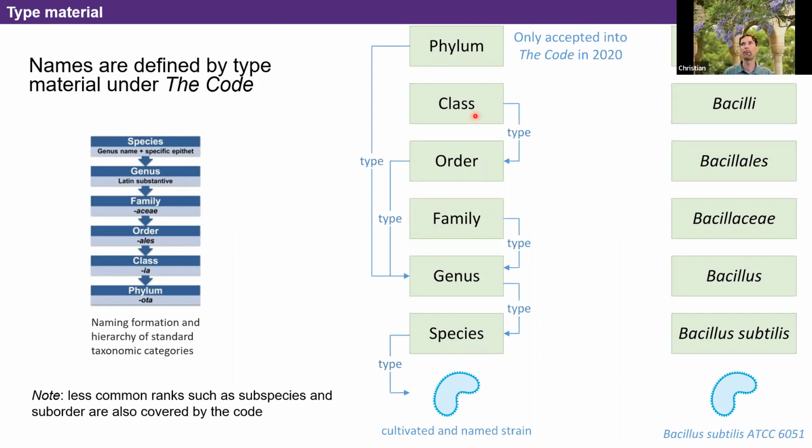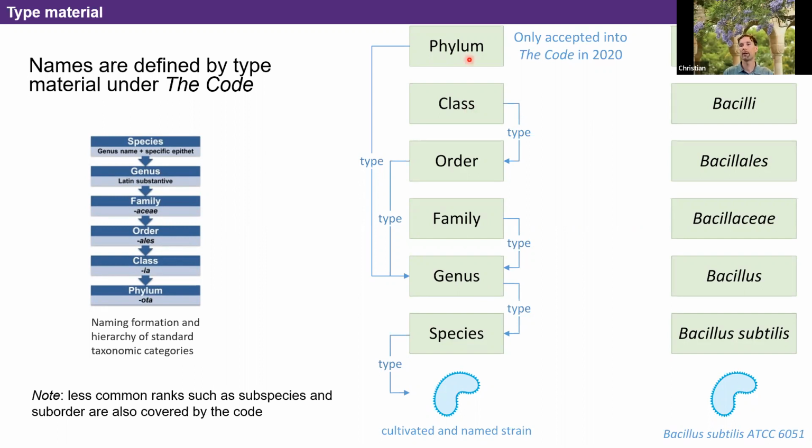Then if you go all the way up to the phylum, the phylum name is derived from a type genus, and you can see added here that the rank of phylum was only accepted recently into the code, in 2020. Before then, phyla existed. They were used in the literature, but the prokaryotic codes only included the rank up to class, not phyla, and that was changed recently.